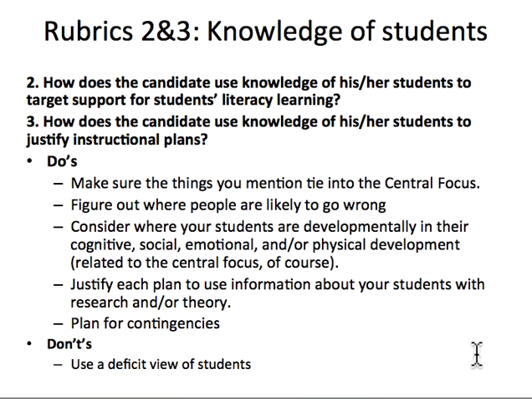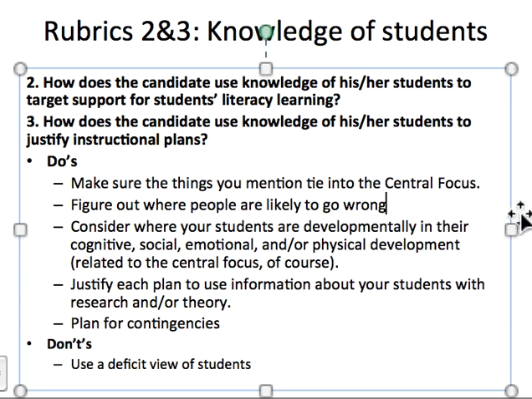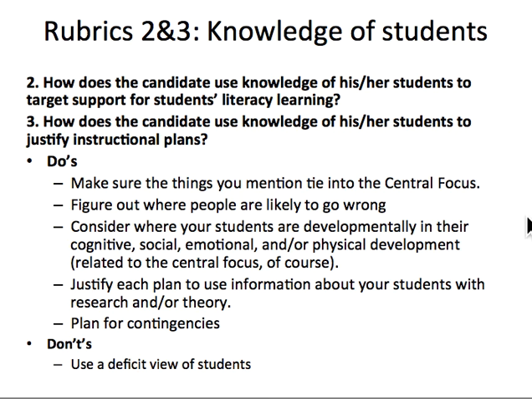Now, rubrics 2 and 3 go together, and this is all about identifying important knowledge about your students, again, as it relates to the central focus, what you're basically trying to teach, and how do you use that. Now, the do's, again, make sure that everything you talk about has something to do with the central focus. Also, figure out where your students are likely to go wrong. In other words, where are the complicated or tricky parts?